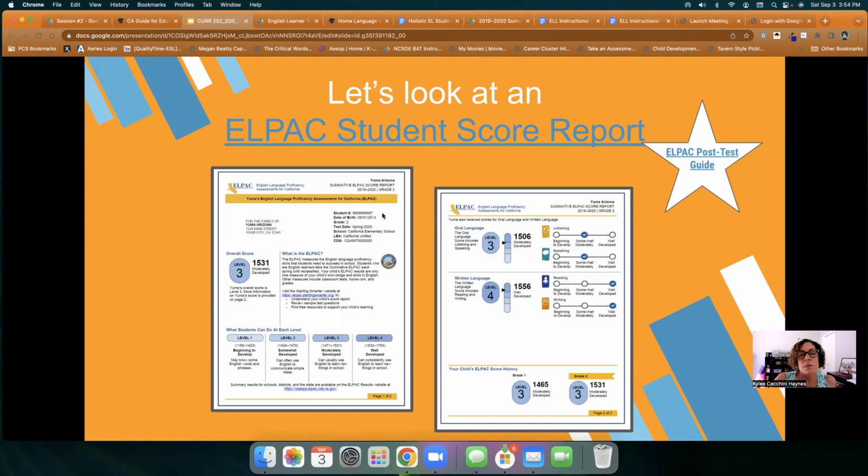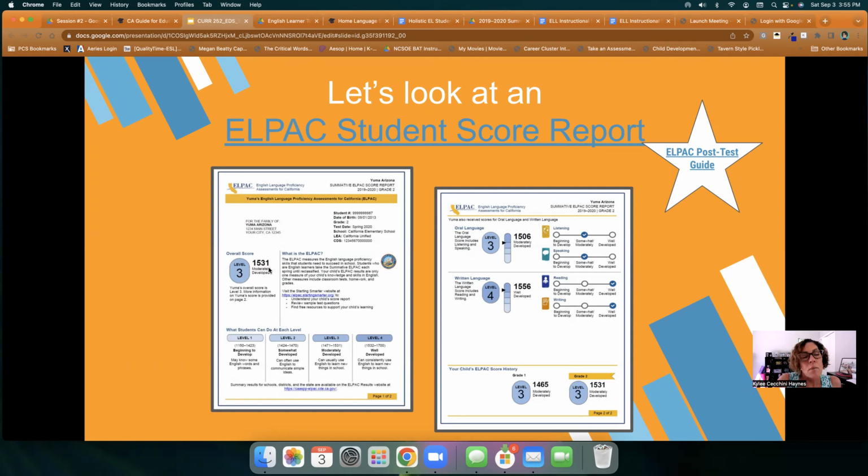Here you'll find the student's number, the birth date, the grade, the test date, so spring of 2020, the school, what local education agency. So this would be their school district, and this is the school district number. Not that you need to know any of that, but just so we can read the document. All right, so here is Yuma's overall score. She has scored a level 3 overall, reading, writing, speaking, listening. When they pull everything together, she's a level 3. She scored a 1531 overall.